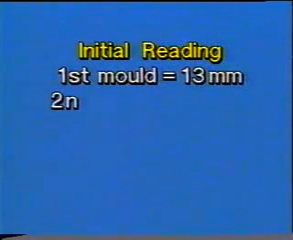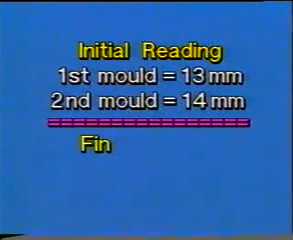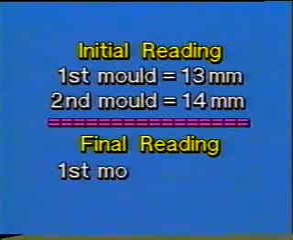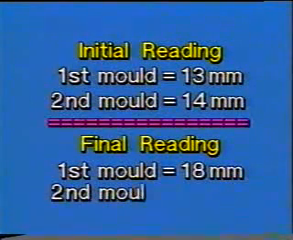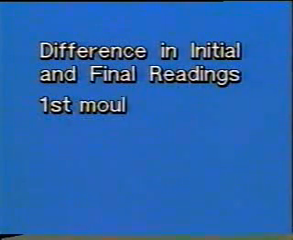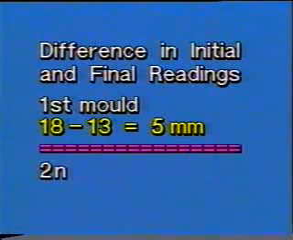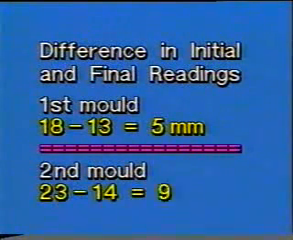Recapitulating our initial record of readings, in the case of first mold, it is 13 millimeter, and for the second mold, 14 millimeter. The final reading for the first mold is 18 millimeter, and for the second mold it is 23 millimeter. The difference in the initial and final readings for the first mold is 18 minus 13, equal to 5 millimeter, and for the second mold it is 23 minus 14, equal to 9 millimeter.